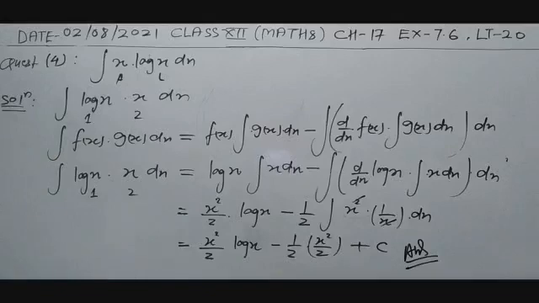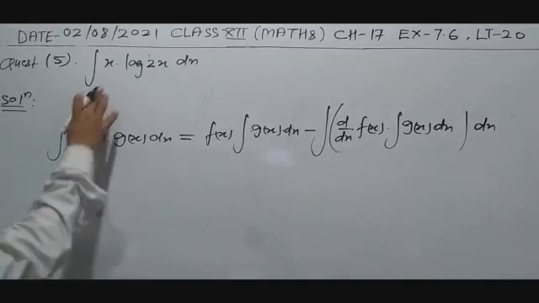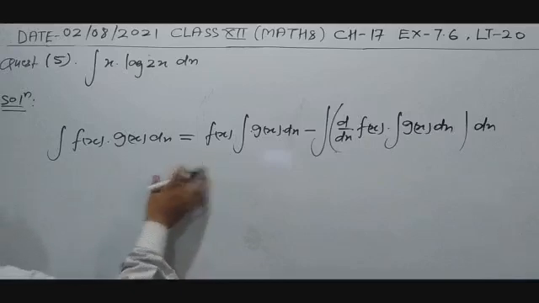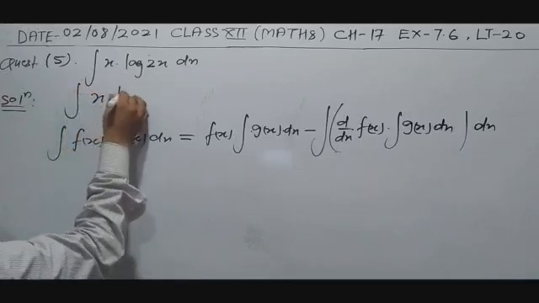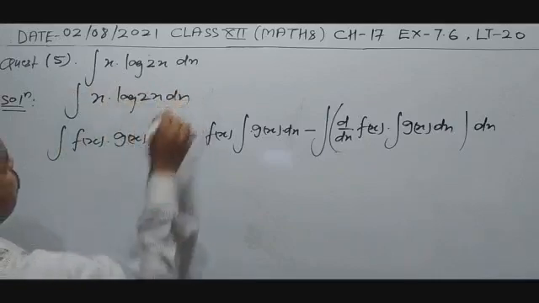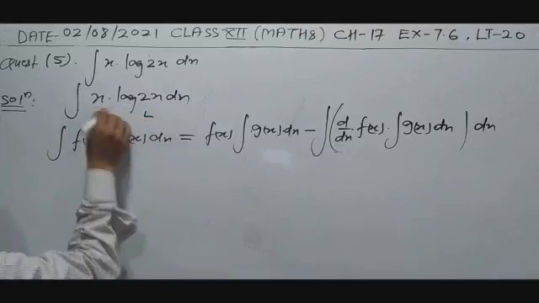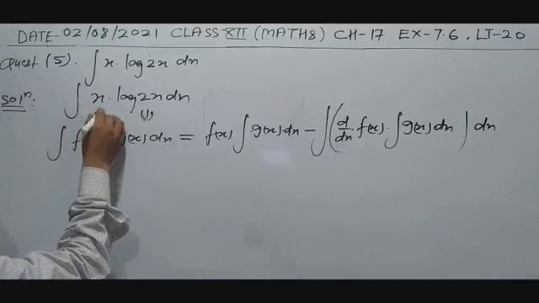And you can take common also x square by 2. Now come to question number 5. Question number 5 is integration of x times log of 2x dx. We have to integrate by using integration by part. This is the formula. So solution, first of all write the function x times log of 2x dx and ILATE. This is L and this is A. So L you will consider the first function and A you will consider the second function.